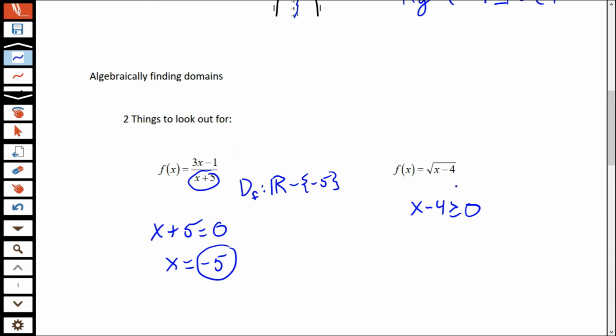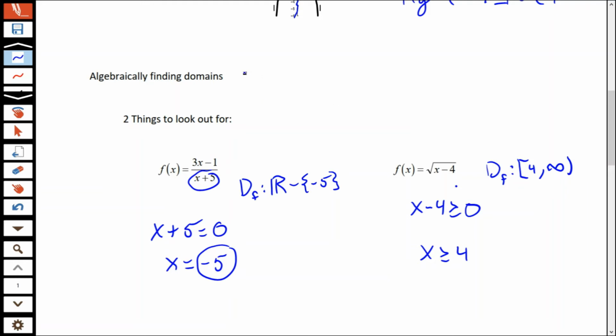So we would say x minus 4 here, the stuff underneath the radical, must be greater than or equal to 0. Therefore, x must be greater than or equal to 4. So the domain of this particular f, we could say, is 4 to infinity. Okay?